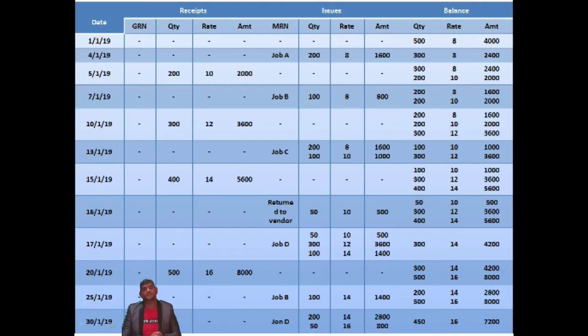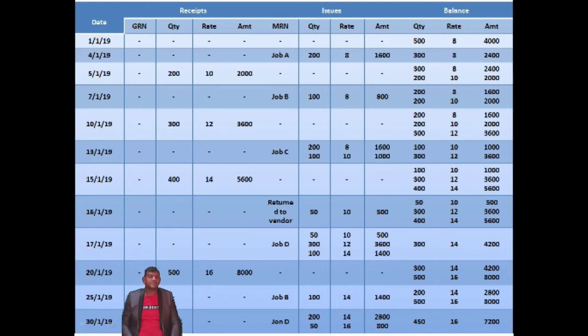So go to the balance column. Out of 300, I have issued 100 units. So deduct that, and you are going to get 200 units at rupees 8 per unit, 1600 rupees, and 200 units at rupees 10 per unit, 2000 rupees. So on 10th January 2019, again we have received a stock. When I say received a stock, you must remember that this entry will be made under the receipt side.